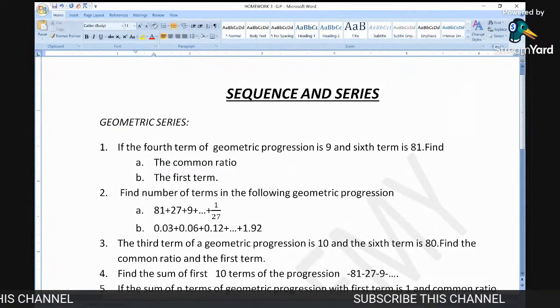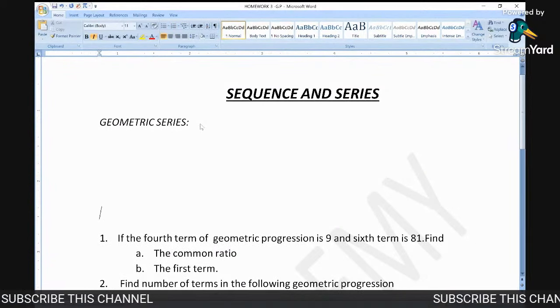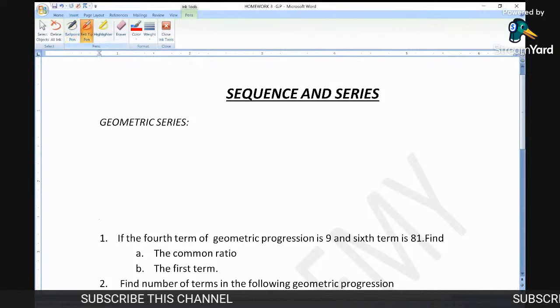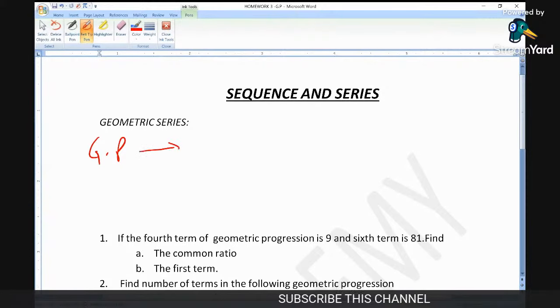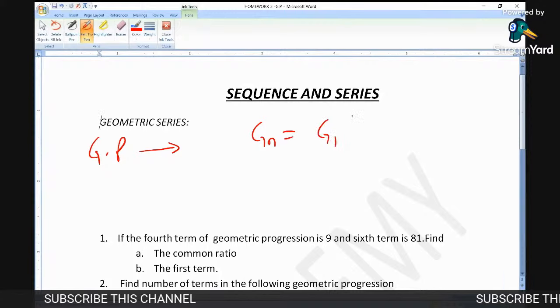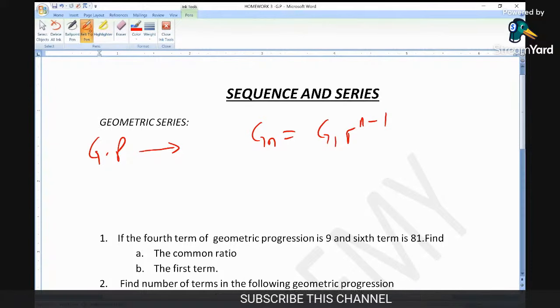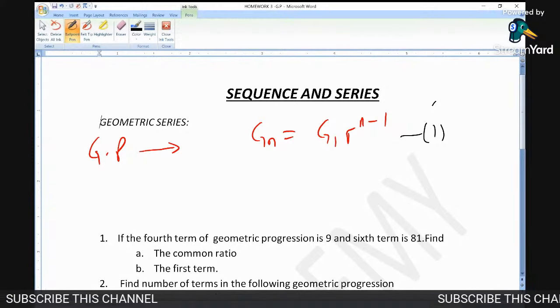So before we start solving the questions, I think it is very important to remind ourselves of the important formulas we are going to use when we are dealing with geometric progression. I think you remember that if you have a geometric progression, the nth term, Gn, equals G1 r exponent n minus 1. And we can say this is the first formula which we are going to use in solving these questions.